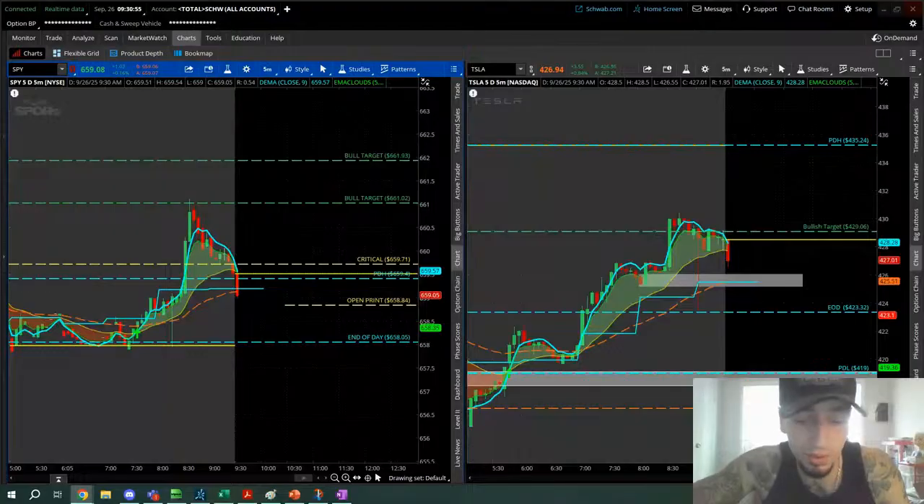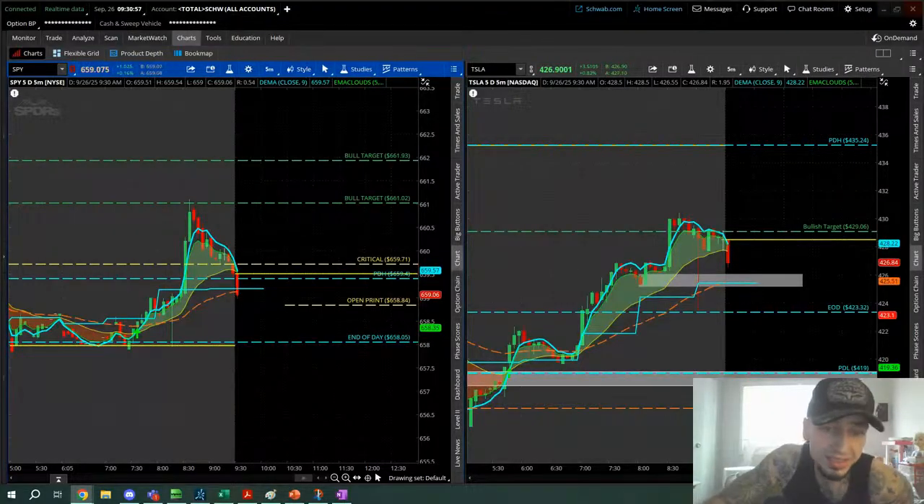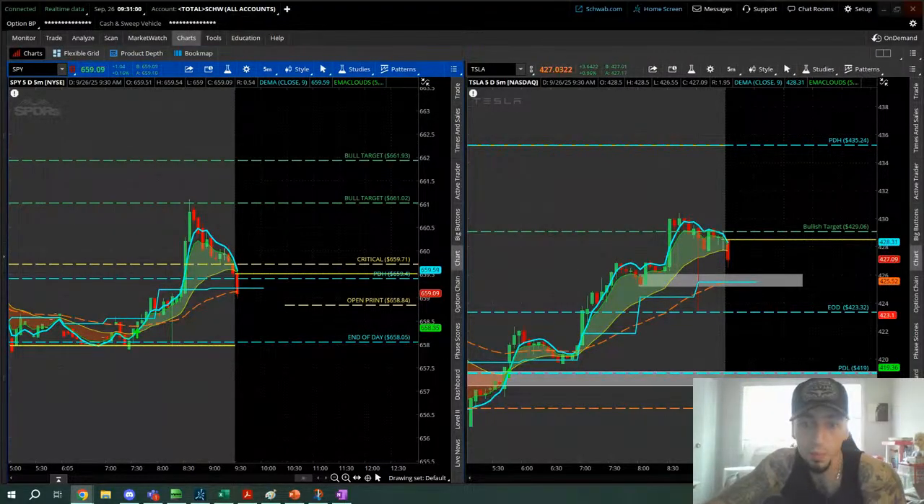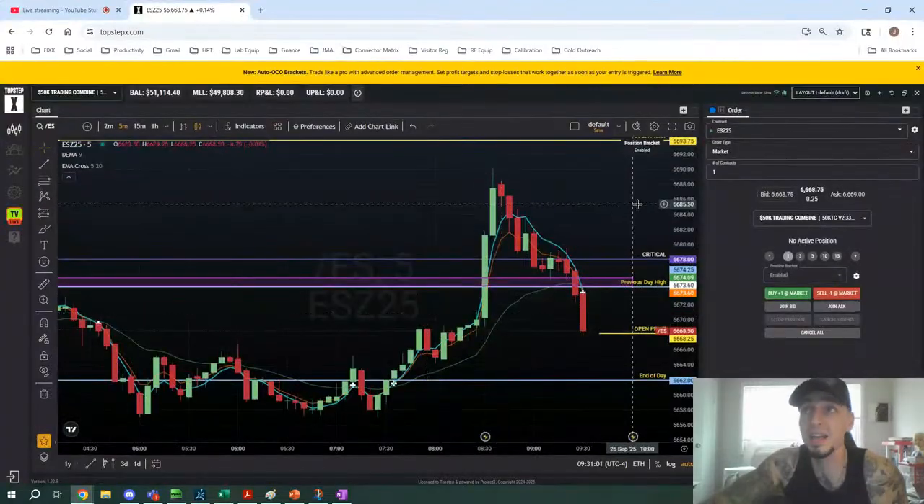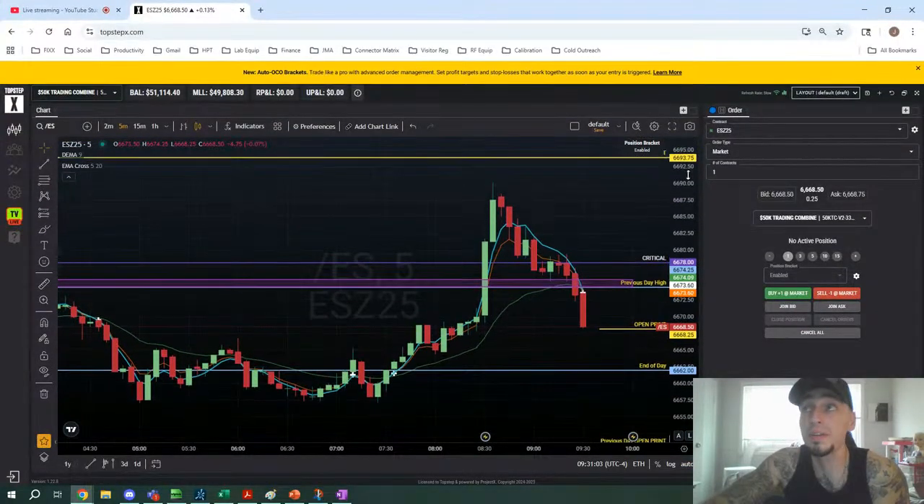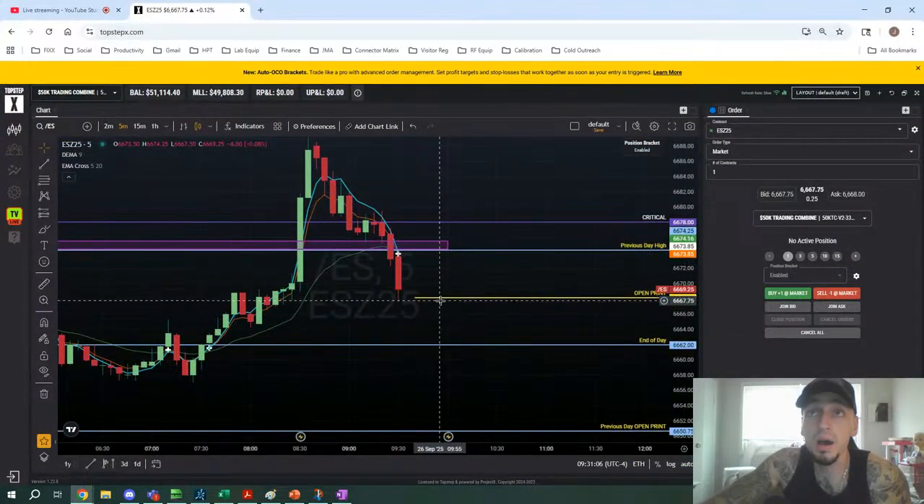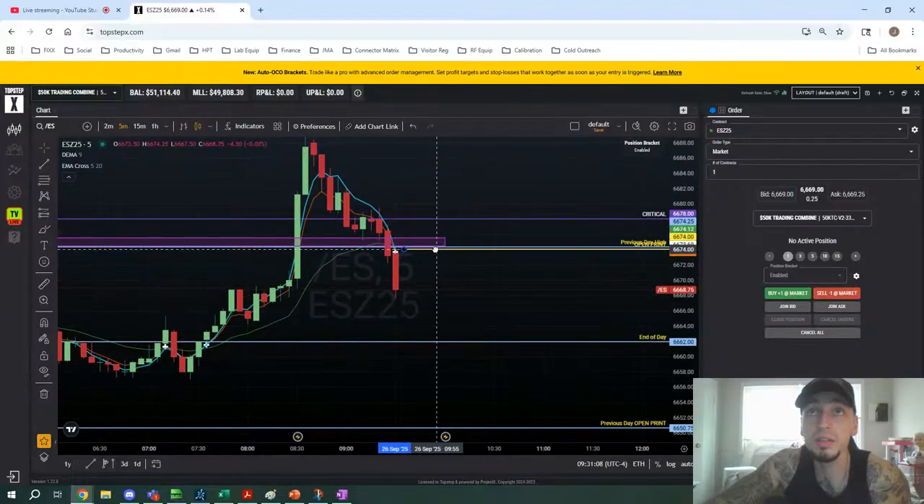I got the NASDAQ pulled up on a different chart. Let's get some opportunity. Wow, NASDAQ selling. Check this out. So on NASDAQ here, we've completely abolished PDH.